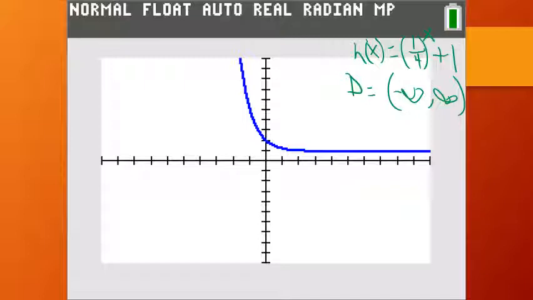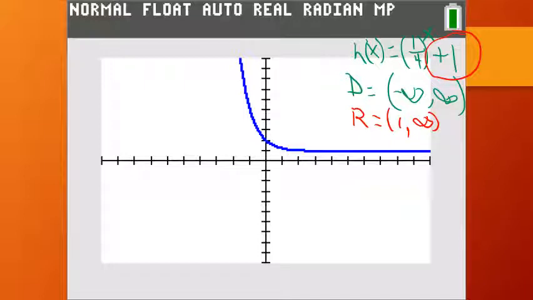But I do see a change in the range. In the previous two graphs, if you remember, my range was 0 to positive infinity. But this +1 has actually given me a vertical shift. You can see that the graph has shifted up by that +1, and that affects my range. And so my range now is 1 to infinity.